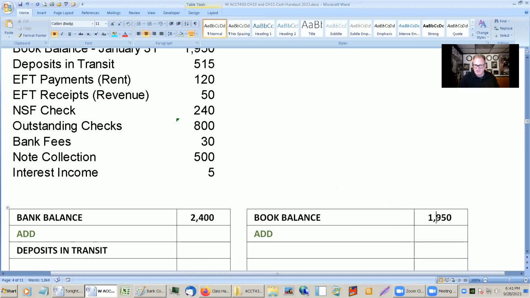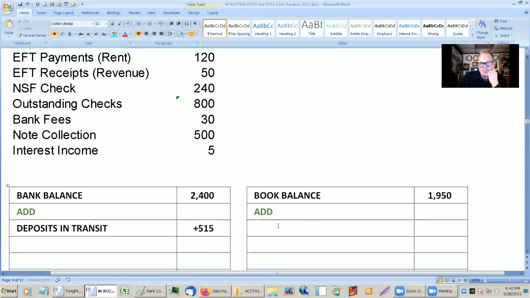Now, in this 1950, we have that 550 deposit. The bank just doesn't have it. Oops, I think I said 5,050. It should be 515. Oh, I'm in the wrong spot. Okay, deposit in transit. So deposit in transit, that is something that we know we made, but the bank doesn't know. They haven't counted it yet.